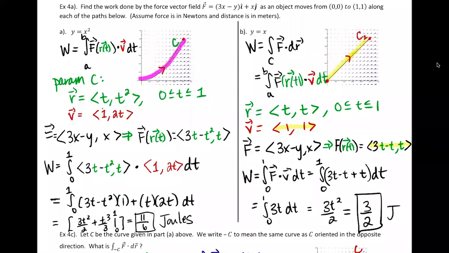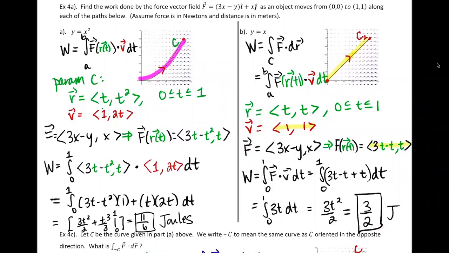Okay, so now you notice we're going to have a different parameterization. An easy way to parameterize y equals x is just t, x is t, y is t. I still have the same 0 to 1. That's just a coincidence on this problem based on how I parameterized. My velocity then becomes 1, 1. My vector field f now becomes 3t minus t and t here. So when I take the dot product of that with the velocity field, I'm just left with the integral of 3t, which is going to give me 3/2.